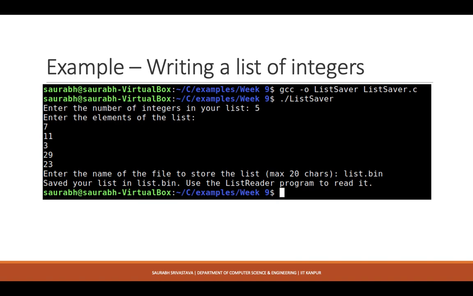Now this is how this program will look like when you run it. You just pass the number of elements in the list, then you give me all the numbers in the list. In this case my list is of size 5, so I'm going to use 5 plus 1, that is 6 into 4, that is 24 bytes of data is going to be written to my file.